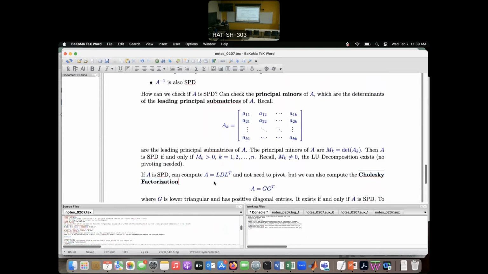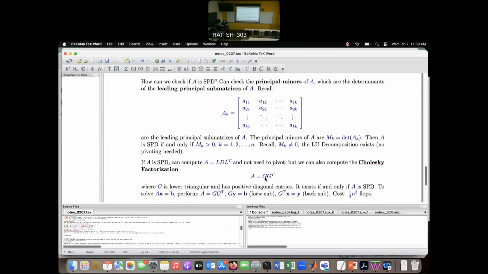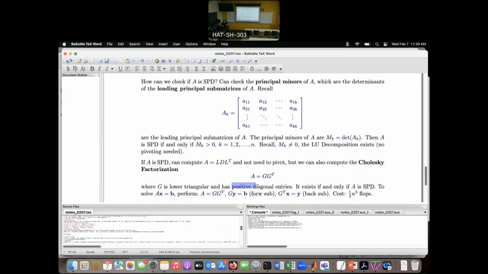So the Cholesky factorization has this form: A is equal to G G transpose, where the matrix G is lower triangular and also has positive diagonal entries. So we have existence if and only if A is symmetric positive definite, and it is unique by observing this condition about diagonal entries being positive. It's kind of similar to LU in that we are still factoring A into a product of a lower triangular matrix times an upper triangular matrix. It's just that because of the symmetry, they are transposes of each other, and because of the positive definiteness, these factors have positive diagonal entries.